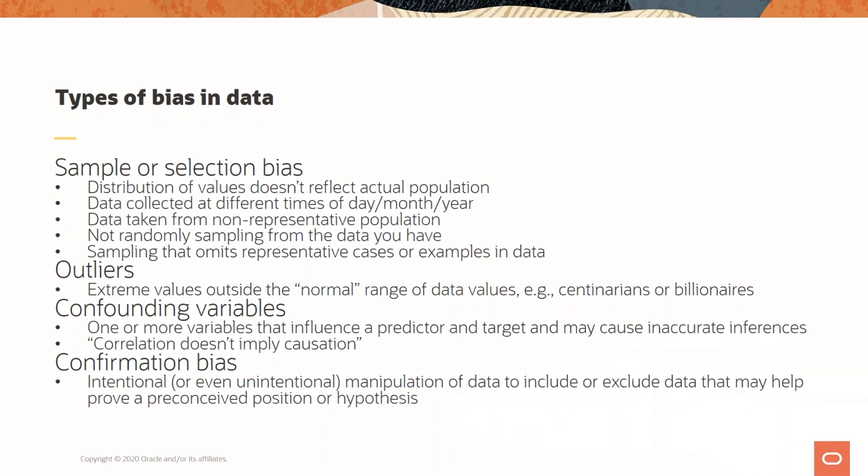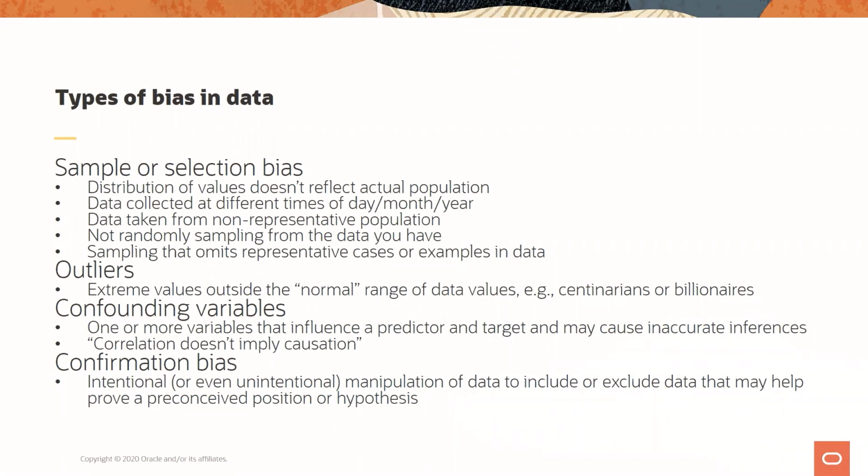But there are some other types of bias, such as outliers. If you have extreme values that are outside of the normal range, for example, a few centenarians, people over 100, or billionaires, clearly those are going to pull the data in one direction or the other, and the model isn't going to work as well for that. There are other more subtle things, perhaps confounding variables, where you have one or more variables that influence a predictor or target and can cause inaccuracies among the inferences that the model is making.